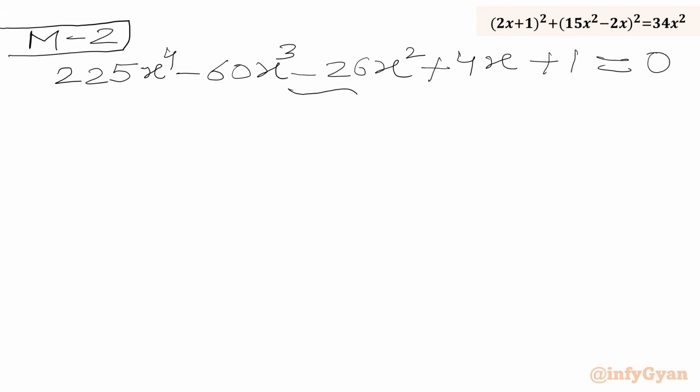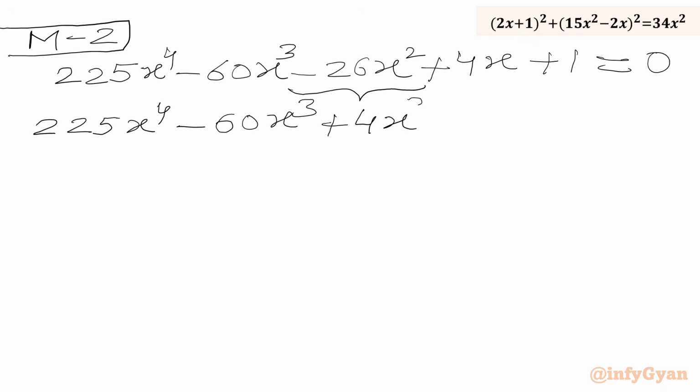Now we are going to split minus 26 x square. Let us split first. 225 x power 4 minus 60 x cube. Then I can write minus 26 as plus 4 minus 30. So plus 4x square minus 30x square. Addition will be minus 26x square plus 4x plus 1.